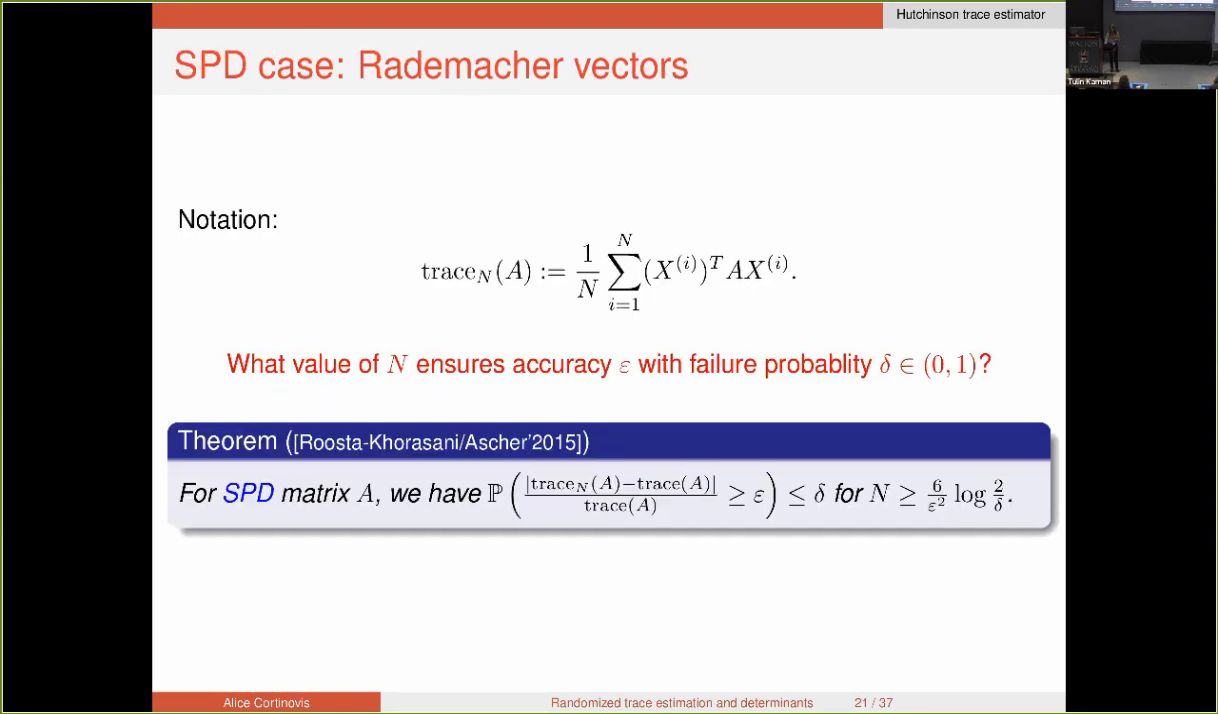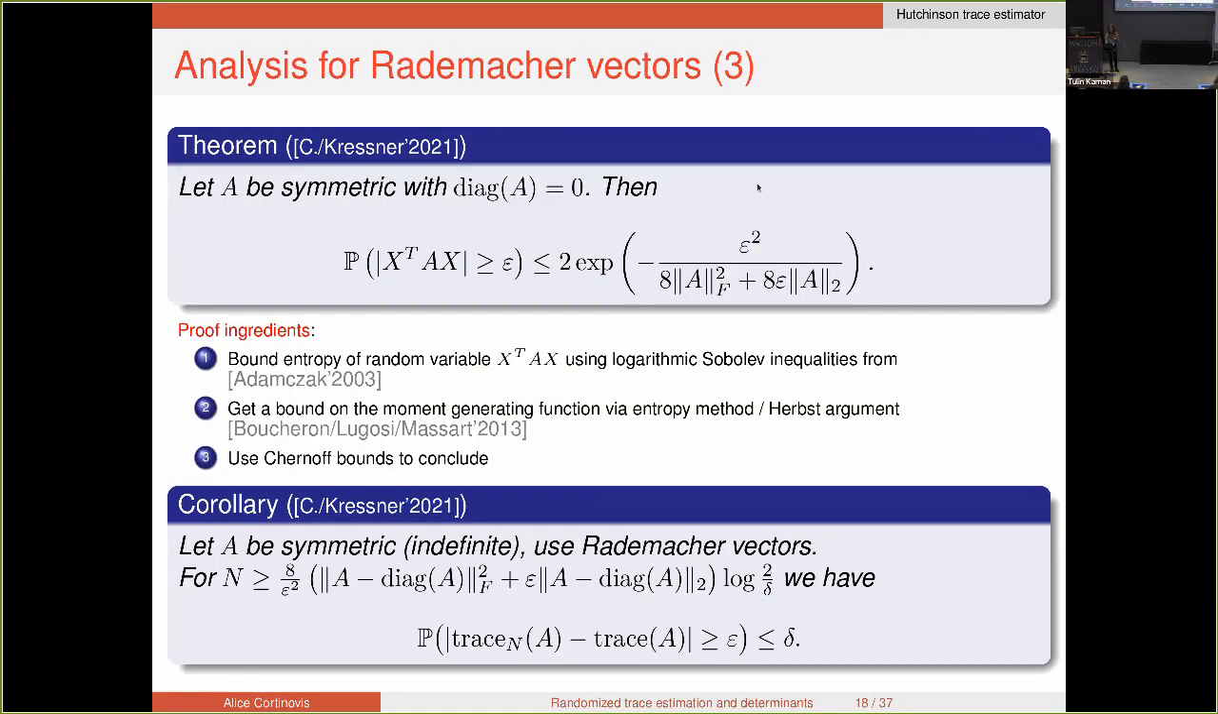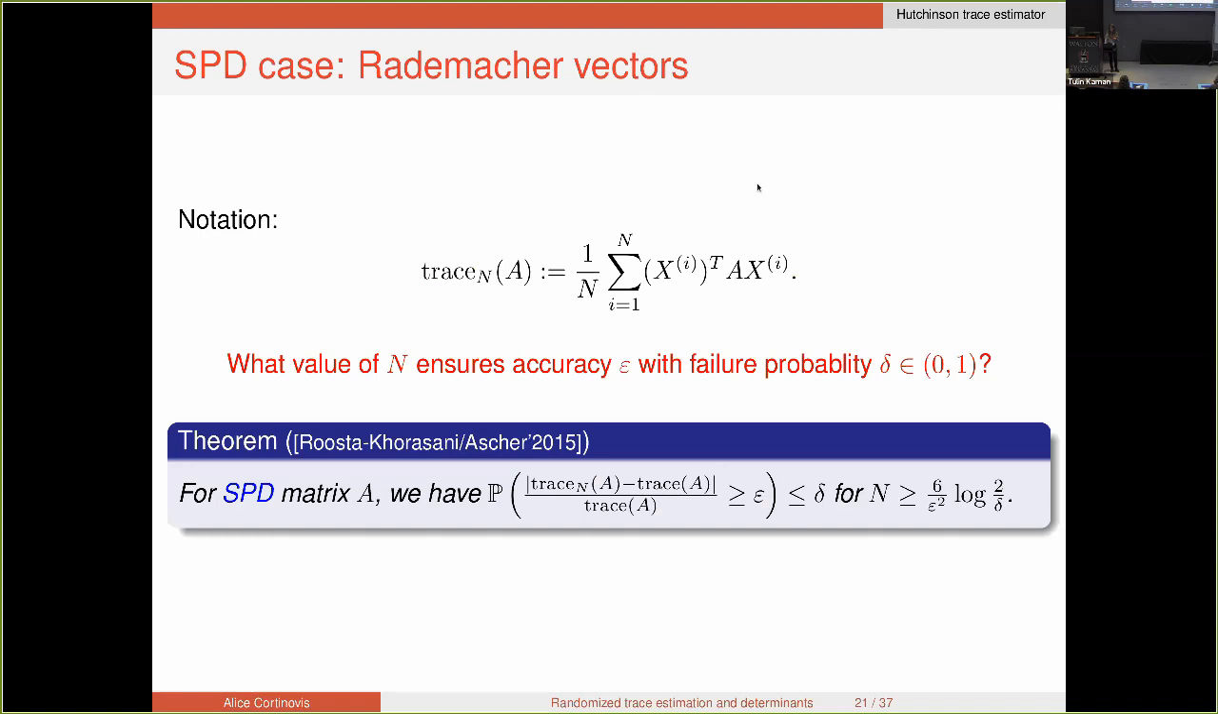Okay. So something like a small digression I would like to mention. These bounds for Rademacher vectors can also be used for symmetric positive definite matrices. This is the best available result for symmetric positive definite matrices. If A is symmetric positive definite, you can get a relative error bound.